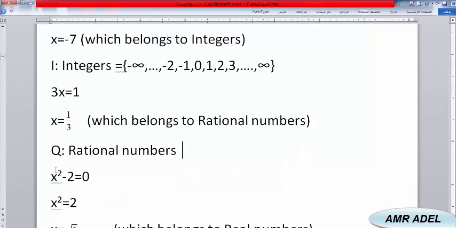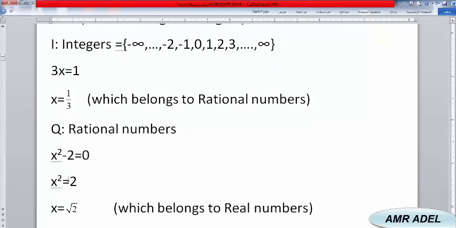Right. Now we have this equation, x squared minus 2 equals 0. Now we would like to find the value of x. Transfer this to the right side, then x squared will be 2. Take the square root of both sides, then x will be root of 2. Now we have a new kind of number which belongs to real numbers.